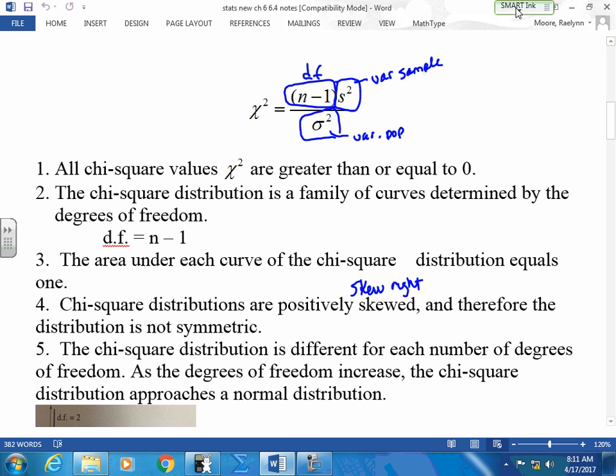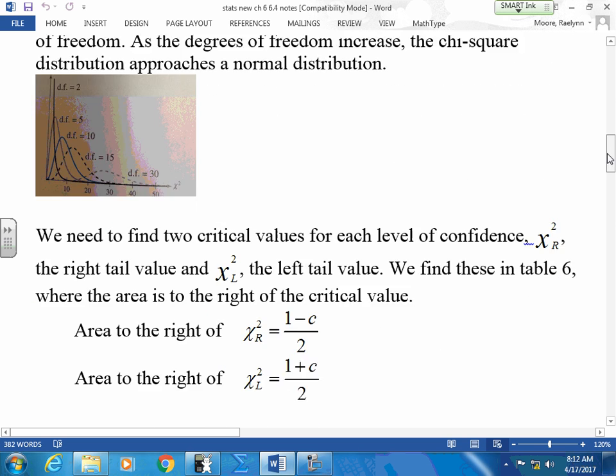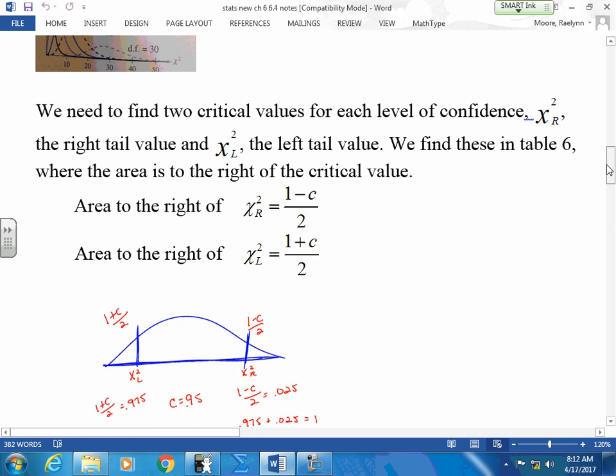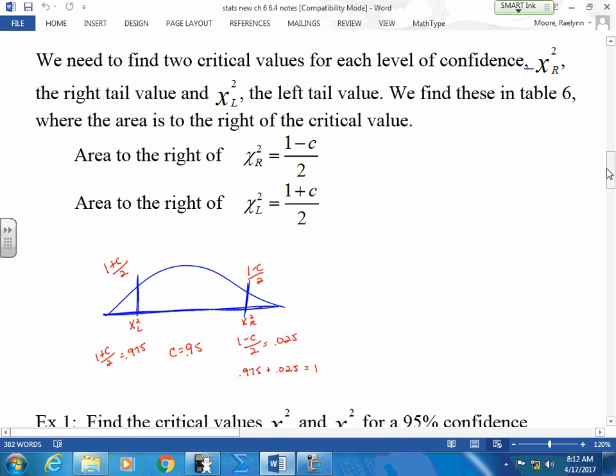Okay? It's less scary when we finally get to do this. Now, here's the important part. This is probably the most important part. You'll need to find 2 critical values each time we do this, for each level of confidence. We have a critical value to the right. We have a critical value on the tail to the left. So we call them chi-square R and chi-square L. This is for the variance. So we have one for the left tail, one for the right tail. That's what we use table 6 for.